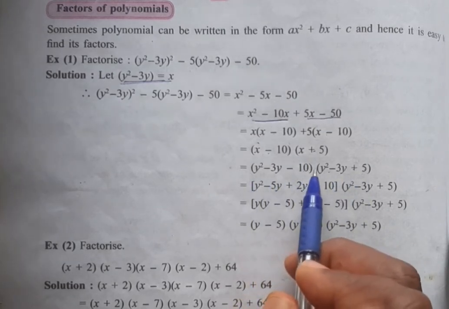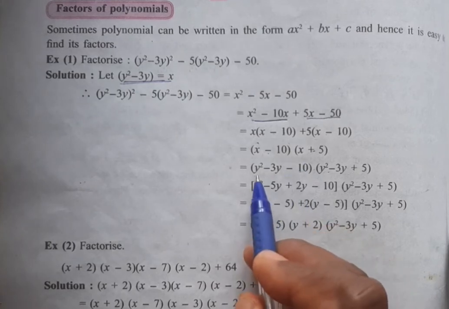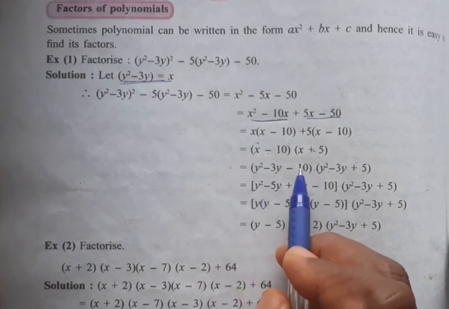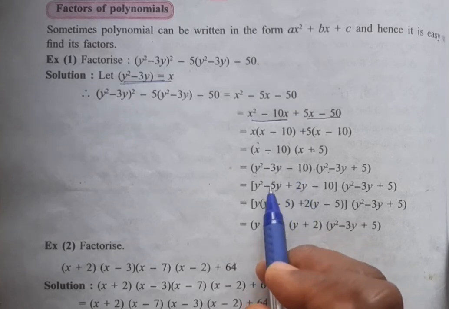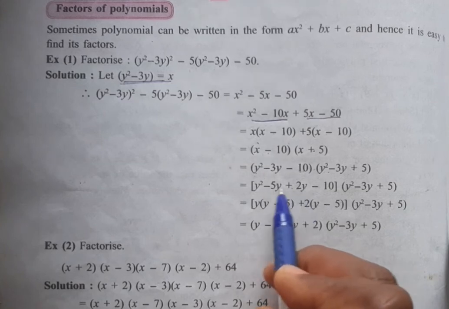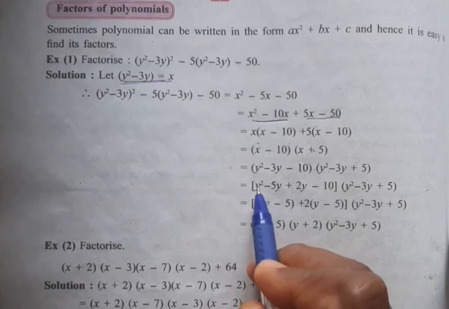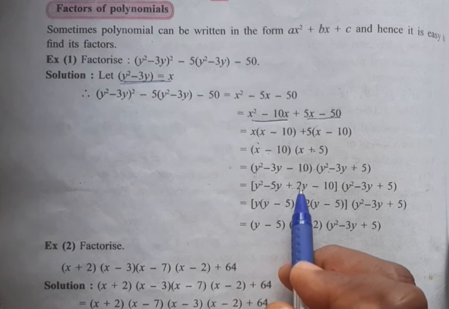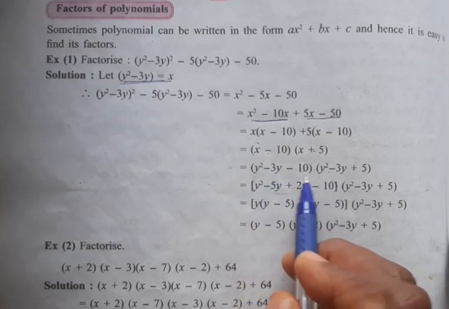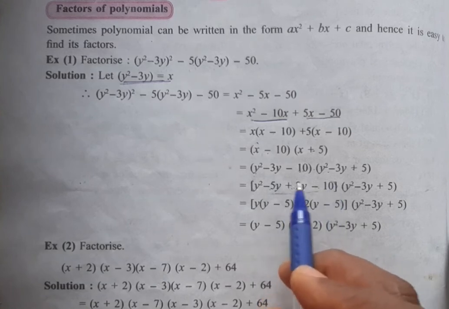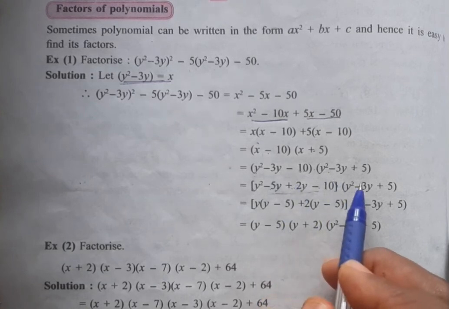Now when we solve this question, our answer will come by splitting up the middle term in y square minus 3y minus 10. Factors of 10: 5 twos are 10. So instead of minus 3y, we will write minus 5y plus 2y. So our answer will be y square minus 5y plus 2y minus 10. From this bracket we factorize the middle term, and the next bracket is as it is.